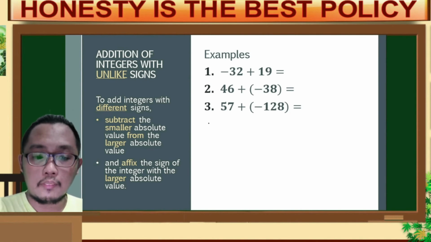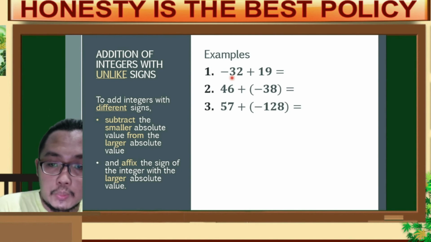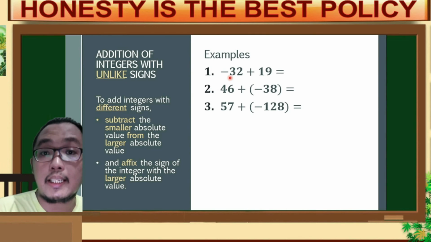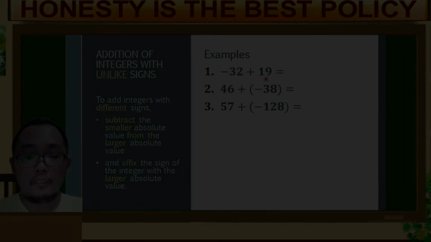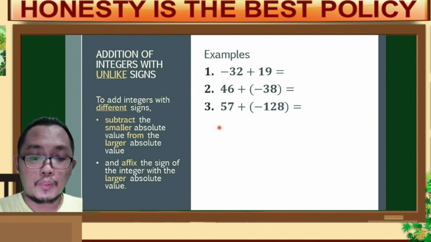So let us take a look at our first example. Here we have negative 32 plus 19. Notice that the first integer is negative while the other one is positive, so they have different signs. Now let us try to add these two integers. Going back to our rule, we instead perform subtraction, and what we need to subtract are the absolute values of those numbers.